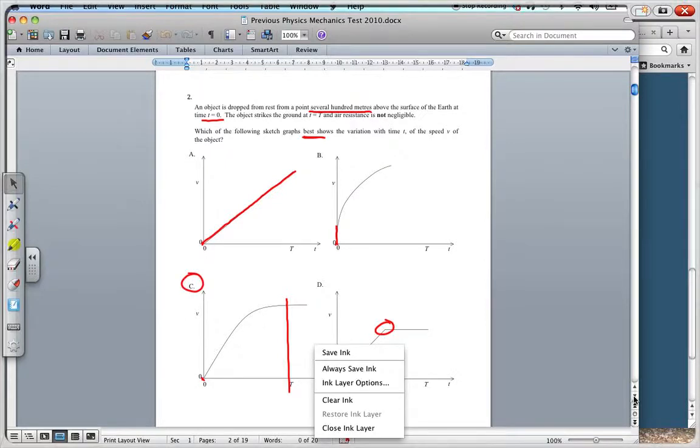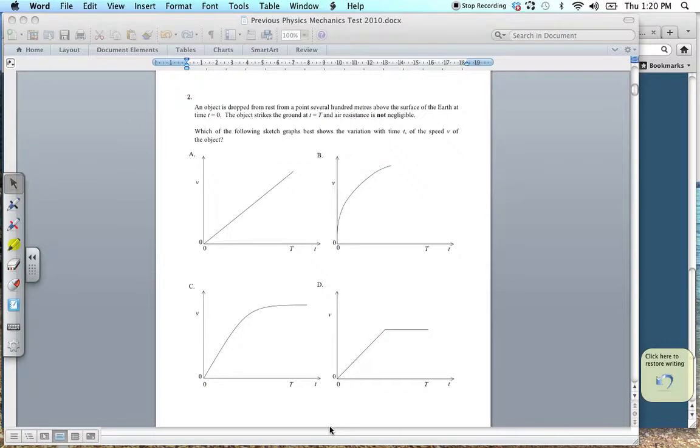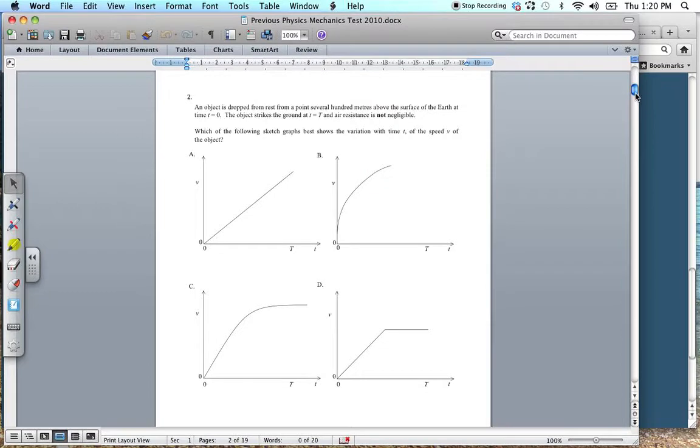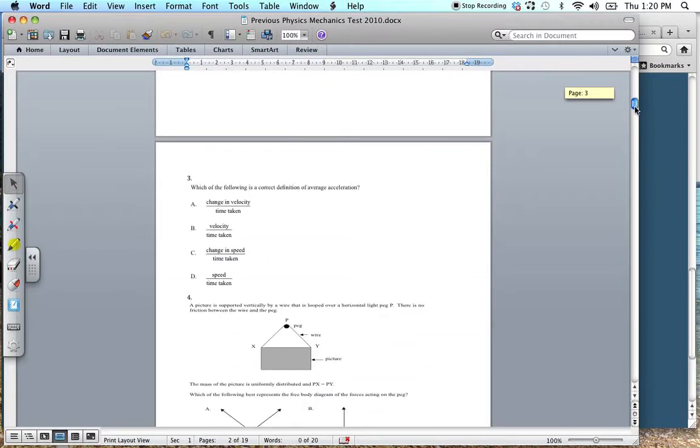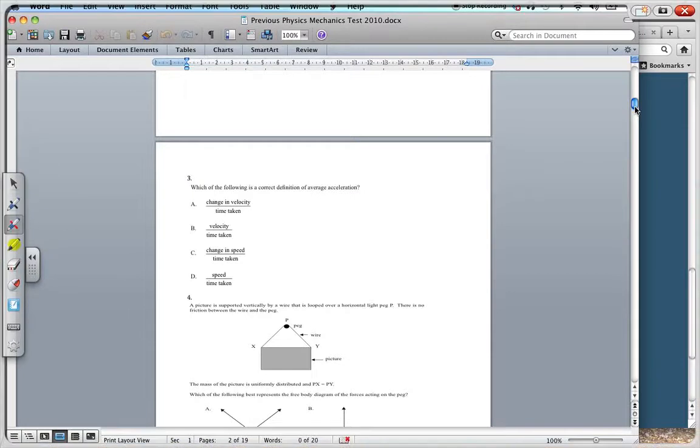Alright, so that's question 2. Going on to question 3. Let's take it down here. Alright, this is pretty straightforward. Which of the following is a correct definition for average acceleration? It would be A, change in velocity over change in time.